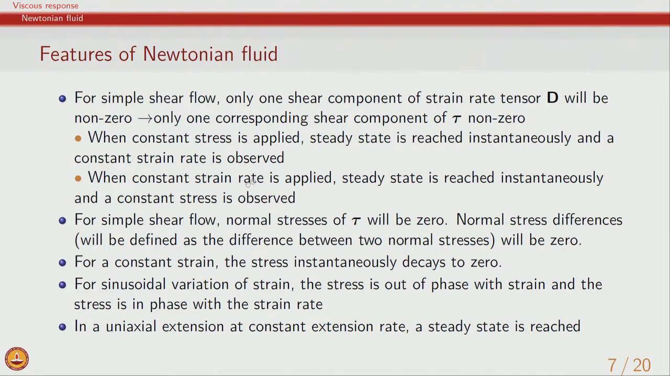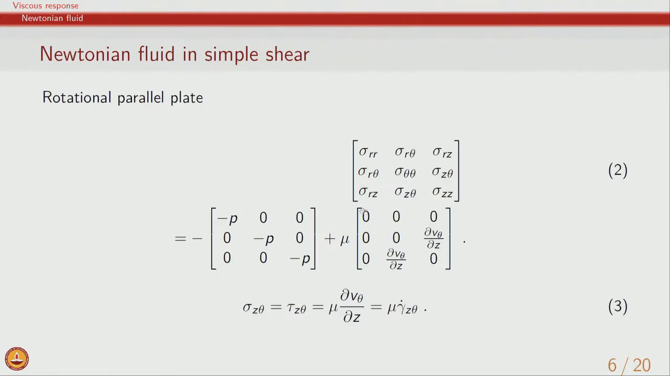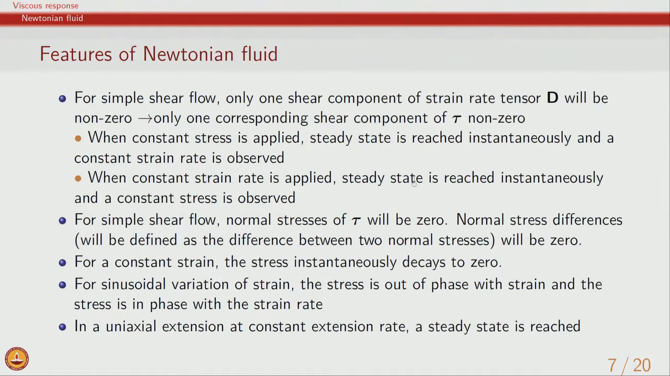The other type of experiment is where we have a constant strain rate applied, then again steady state is reached quickly, and instantaneously a constant stress is observed. So, therefore, in both cases we reach a steady state and constant dissipation is observed. In simple shear flow, normal stresses will be 0, as we saw in the previous case. The normal stresses are all 0 because the normal strain rate components are all 0. So, therefore, tau rr, tau theta theta, sigma rr, sigma theta theta are all 0.